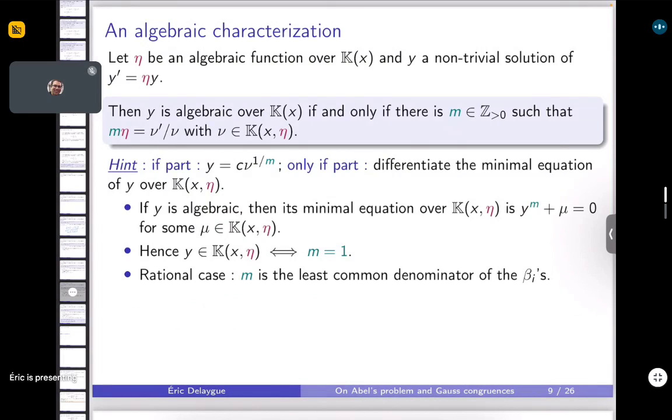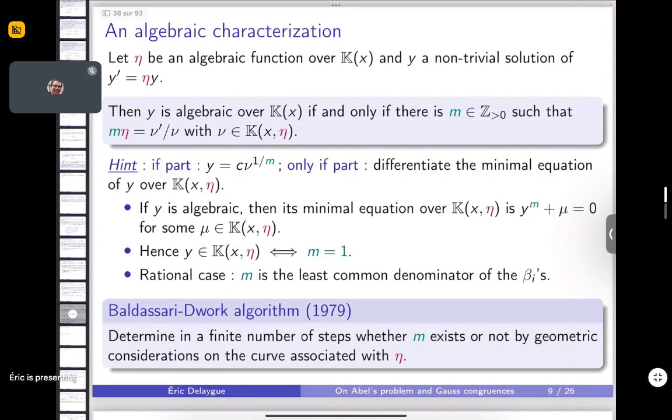If we go back to the rational case, when eta is a rational function, one can show that m is the least common denominator of the beta_i. And at the beginning, I mentioned an algorithm to decide in a finite number of steps whether Abel's problem has a solution or not. The algorithm proposed by Baldassarri and Dwork is based on this algebraic characterization, and tries to find whether such a positive integer exists or not. And this is done by geometric considerations on the curve associated with the algebraic function eta.